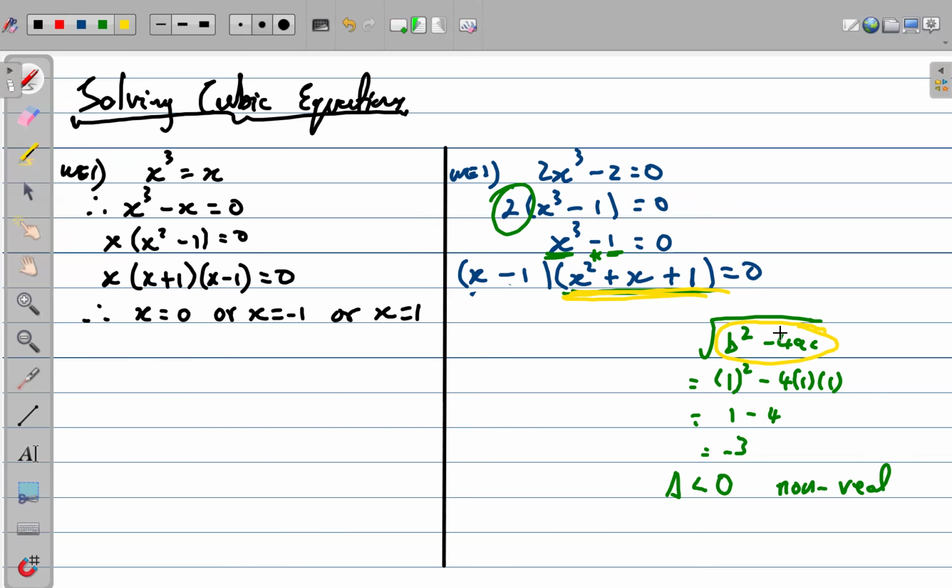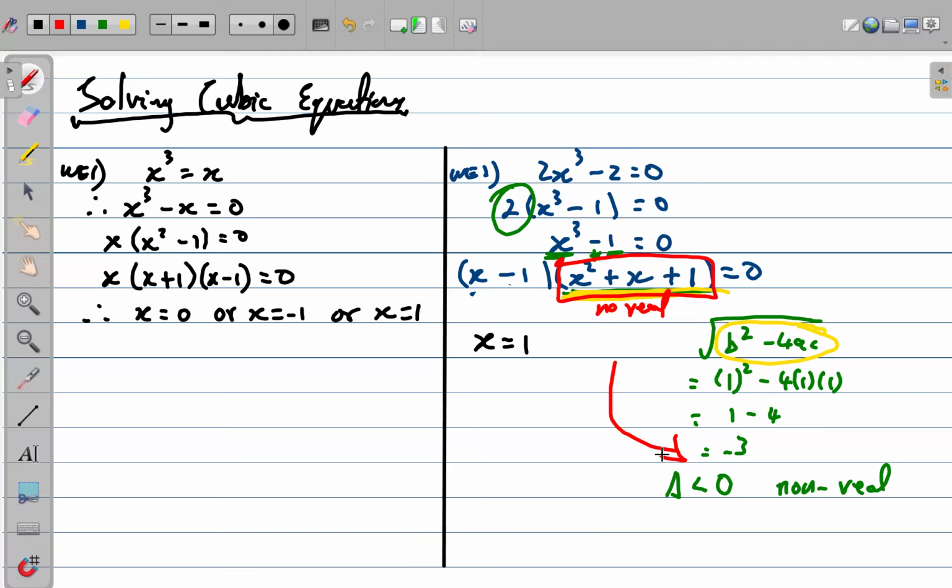Right. So at this stage, what will happen is that we will note that there is only one real root, and that one real root is x equals 1. It is not that there is no solution here. No, there's just no real solution for this part. As we have seen, it's because the delta is negative. So there's only one real solution, which is x equals 1. The other solutions that are there are actually non-real.